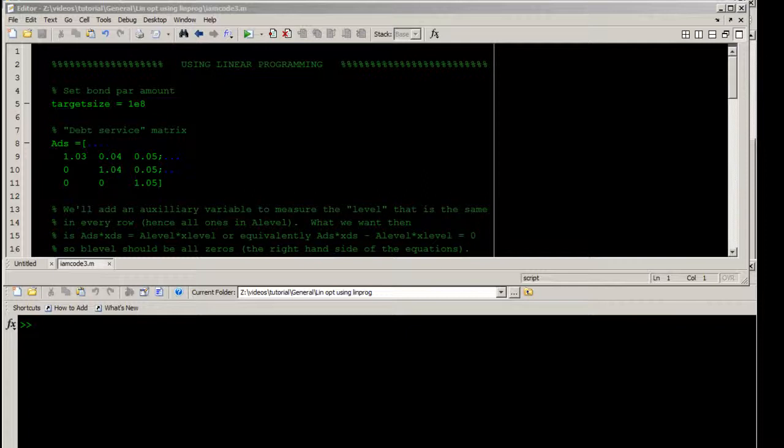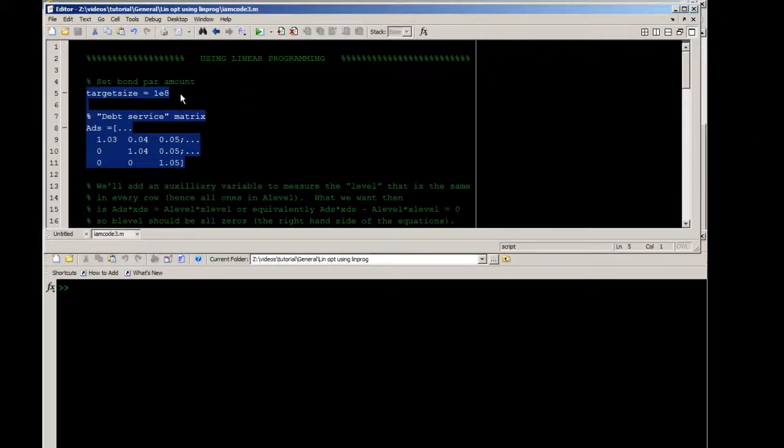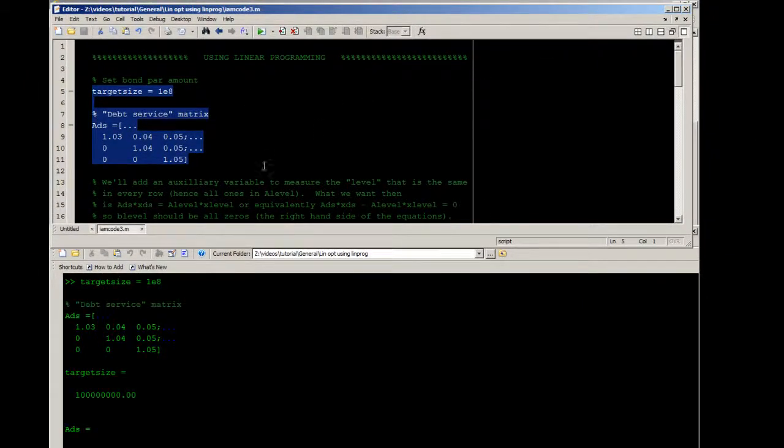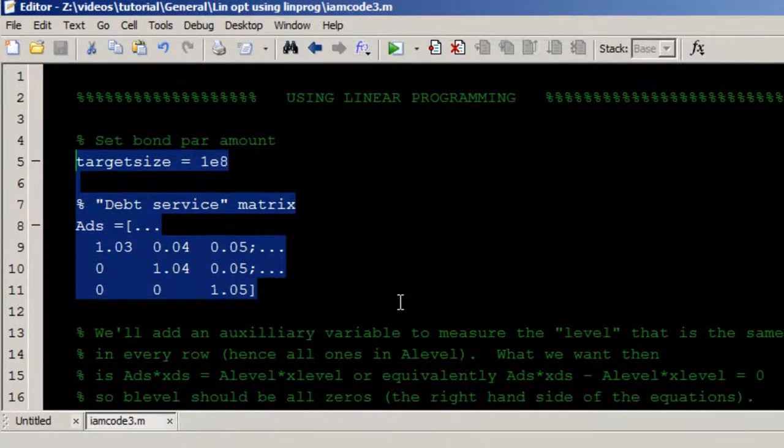What we have here is MATLAB, 2 windows for MATLAB. Above is the MATLAB editor, where we have some code ready to go, and below is the MATLAB console or interpreter. And we're going to step through some of that code above and see the results below. So the first thing we have here, we have the target size of $100 million, and we have a submatrix, if you will, of the big A matrix, and that's just the coefficients that define debt service when you multiply it times its principal vector. Makes sense. I think this is stuff we covered in those earlier videos.